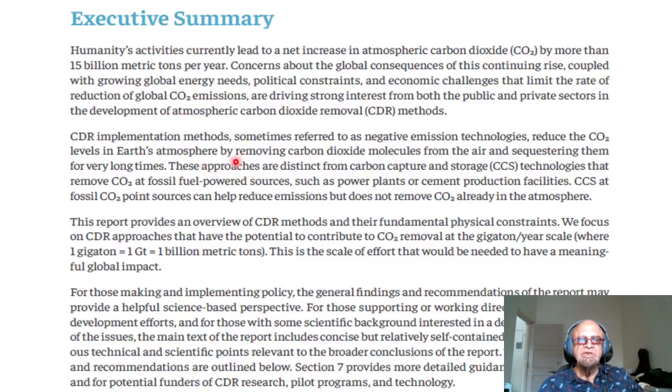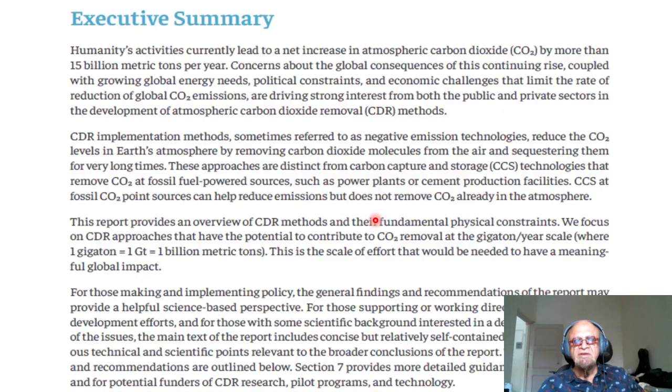CDR implementation, carbon dioxide removal is CDR. CDR implementation methods, sometimes referred to as negative emission technologies, reduce the CO2 levels in the Earth's atmosphere by removing carbon dioxide molecules from the air and sequestering them for a very long time.